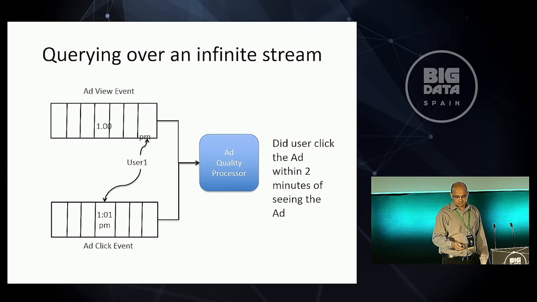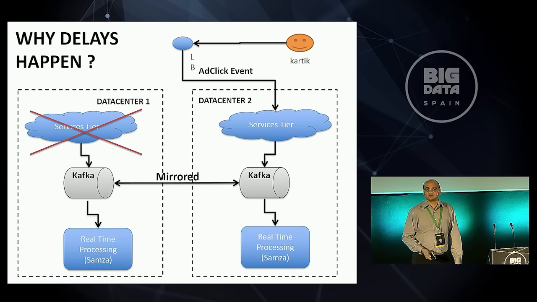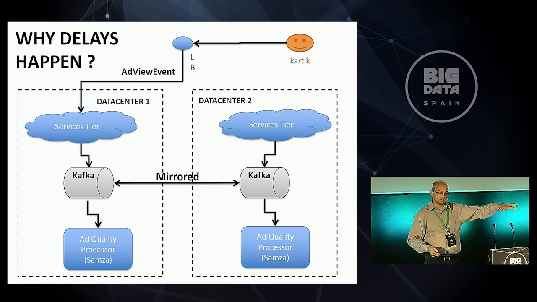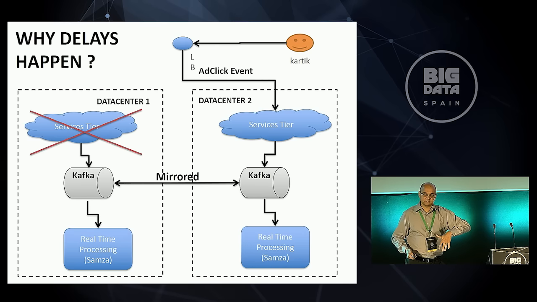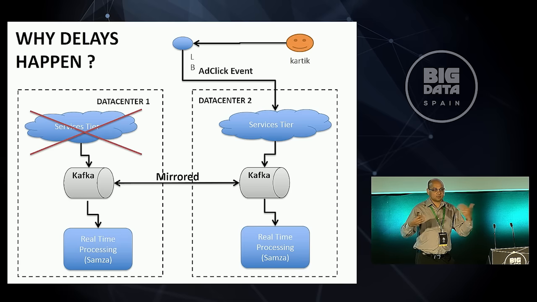Now, if there is any problem, we fail over. We fail over user traffic into another data center. And as you can imagine, now the ad view event went to one data center. The ad click went to another data center. Sure, the Kafka topics underneath are all mirrored, so all data is there in both data centers, and so your stream processor is actually processing both this ad view and ad click events.